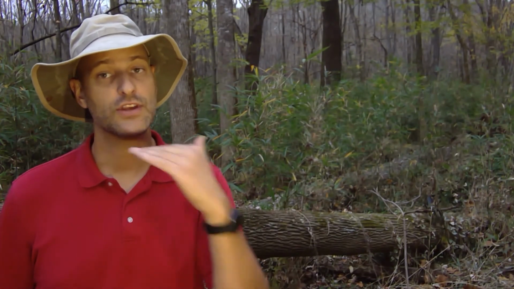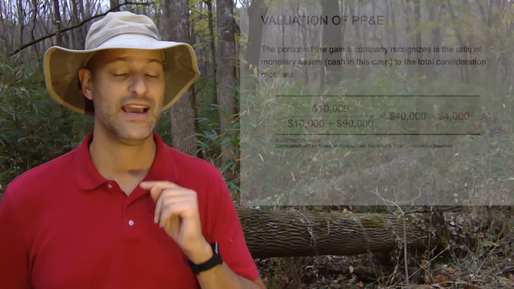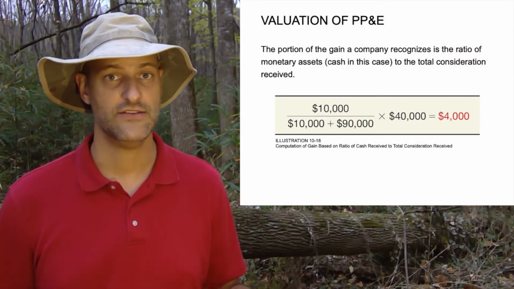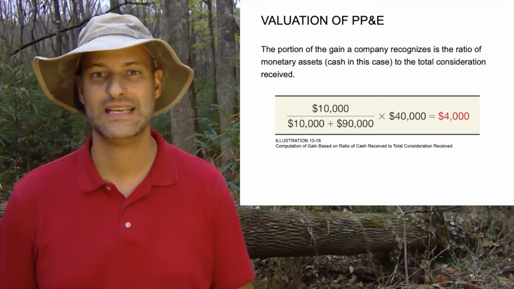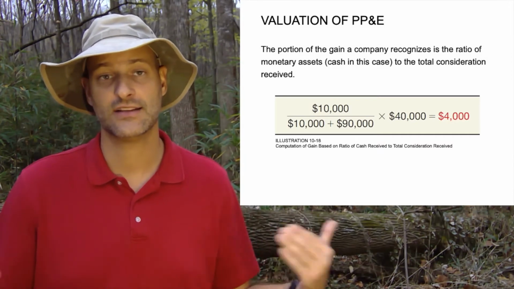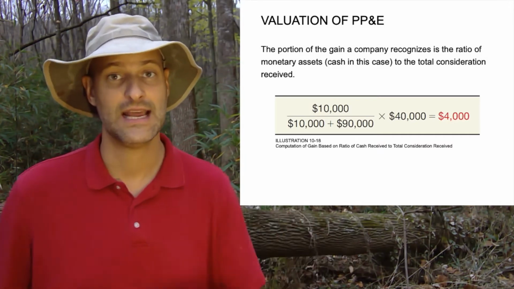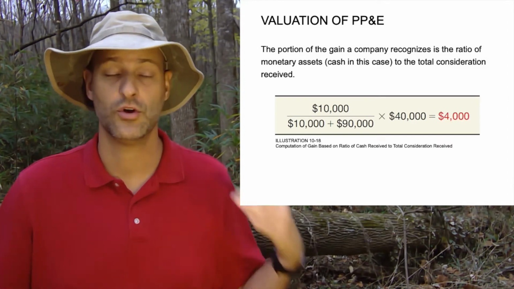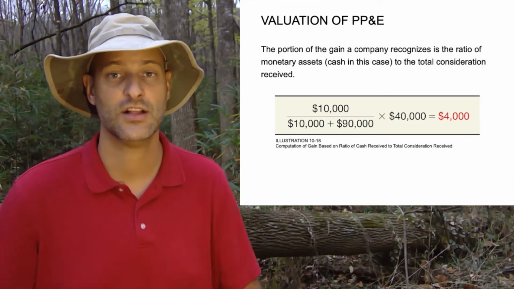So our total gain is $40,000. That's the difference between the book value and the fair value. Now, how much of the gain do we get to recognize? Well, we got $10,000 of cash. So in our numerator, we have $10,000 of cash received. Now, what portion of the sales price is that? Well, the total transaction is $100,000: the $10,000 of cash received plus the $90,000, which is the value of the machine received. So the total transaction is $100,000.